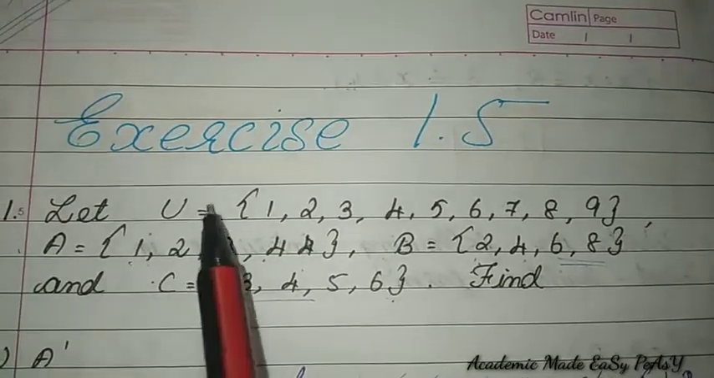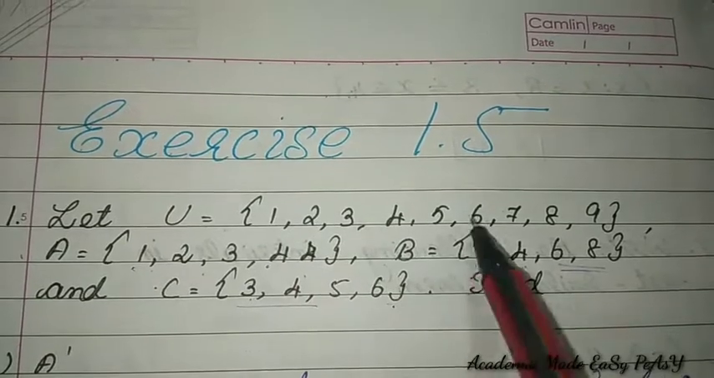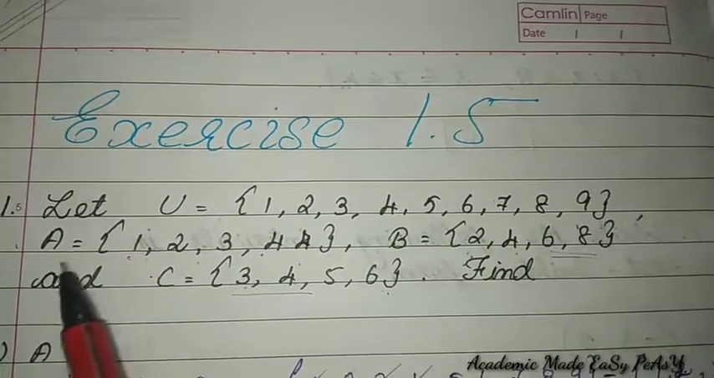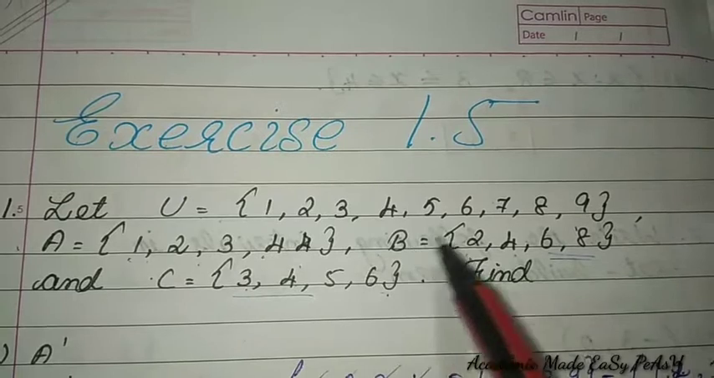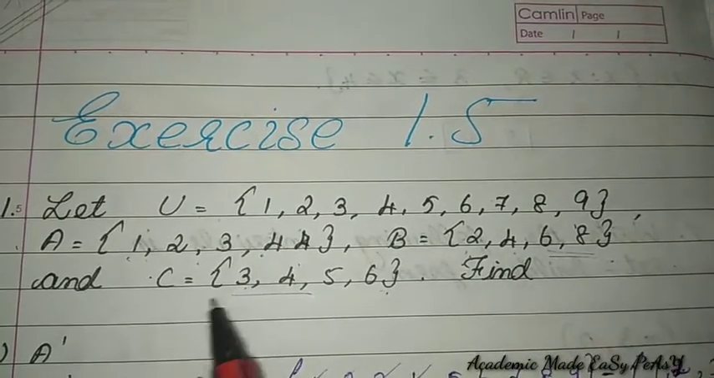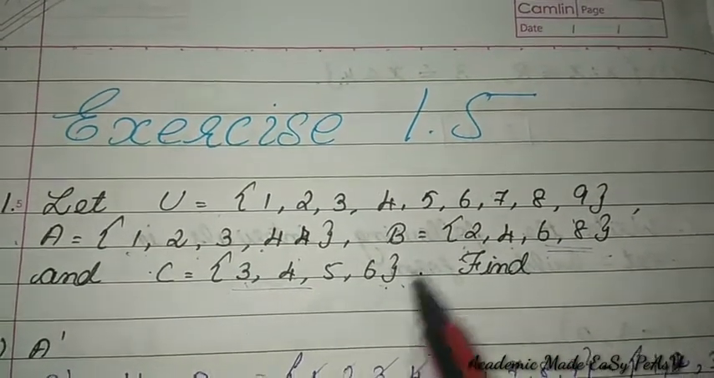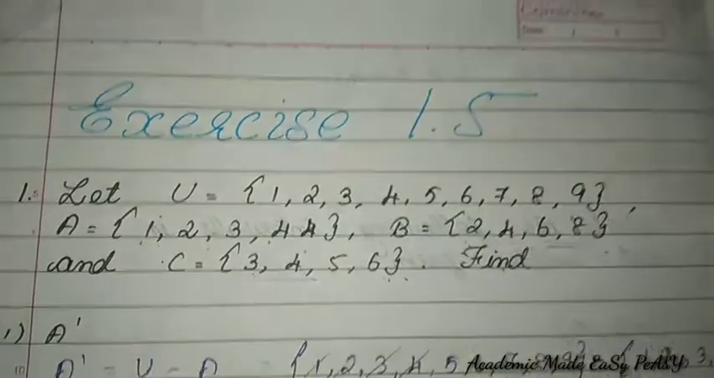First question: let U is equal to 1, 2, 3, 4, 5, 6, 7, 8, 9. A is equal to 1, 2, 3, 4. B is equal to 2, 4, 6, 8. And C is equal to 3, 4, 5, 6. Now we have to find the following.